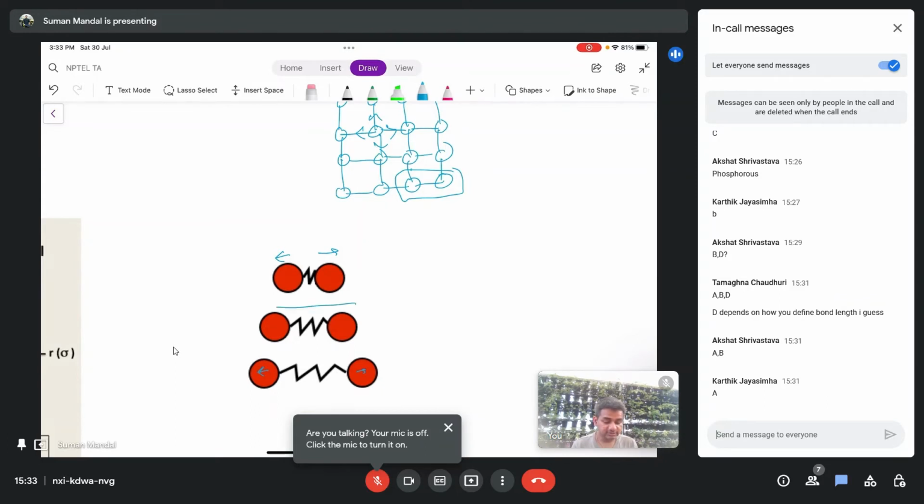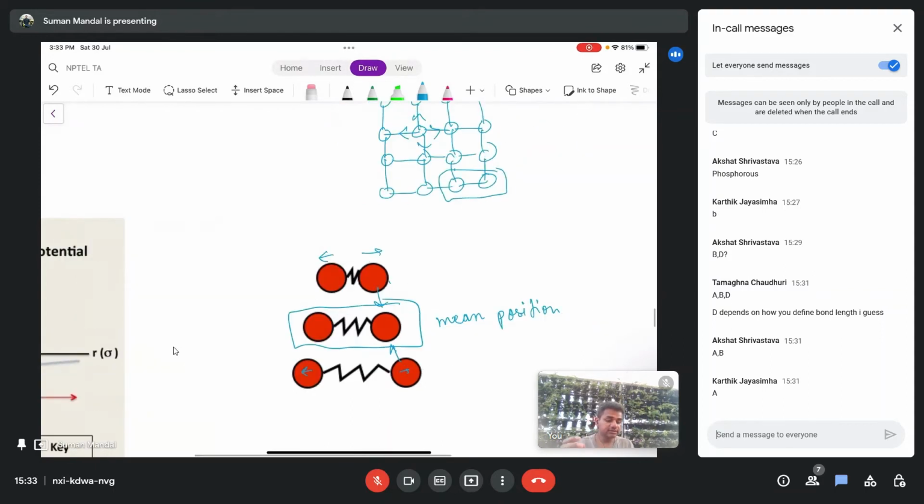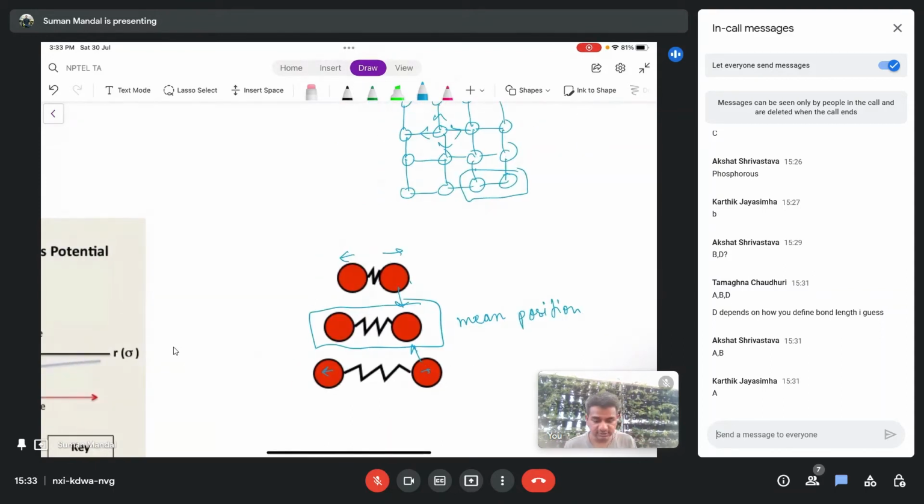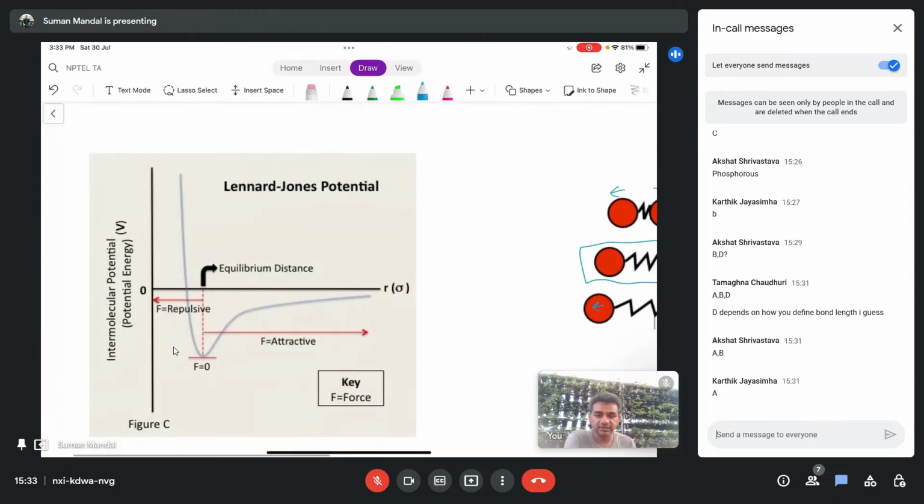So this is the mean position, or mean state. When we try to squeeze it, it tries to come back to this position, and when we try to expand it, it again tries to come to this position. So this is the spring and ball case. Similar things also happen for any two particles.